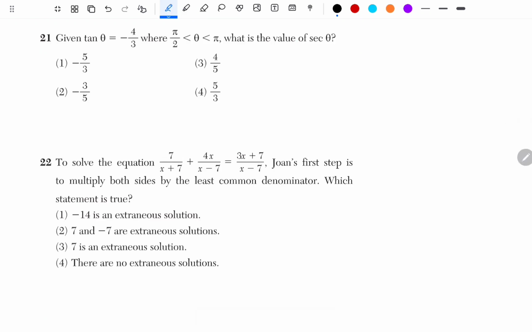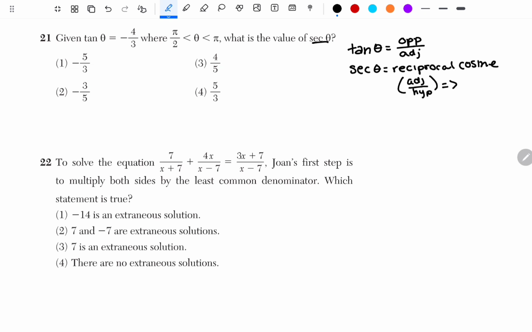Now for question number 21. Given tan theta equals negative 4/3, where pi over 2 is less than theta, which is less than pi, what is the value of secant theta? So first, tan theta is always going to be equal to what? Opposite over adjacent, right? Secant theta is the reciprocal of cosine, meaning instead of doing adjacent over the hypotenuse, we're going to be doing hypotenuse over the adjacent.